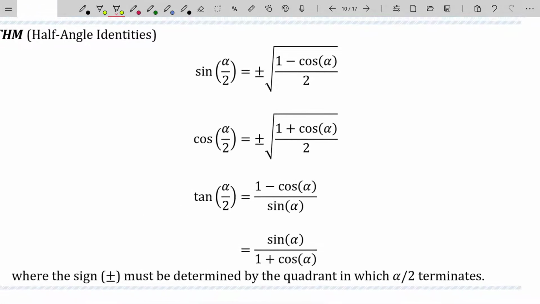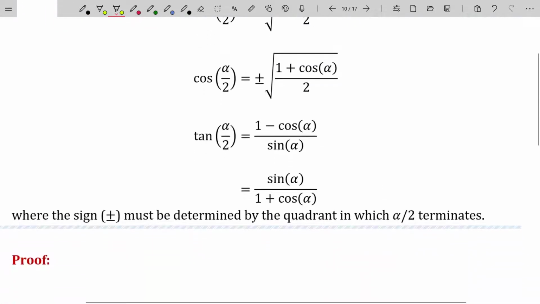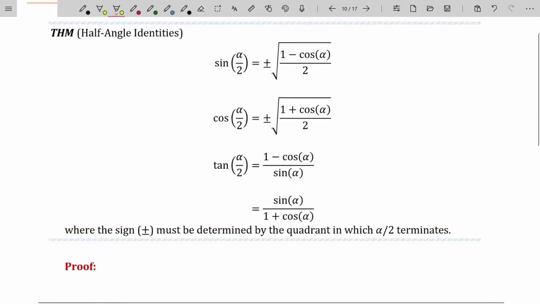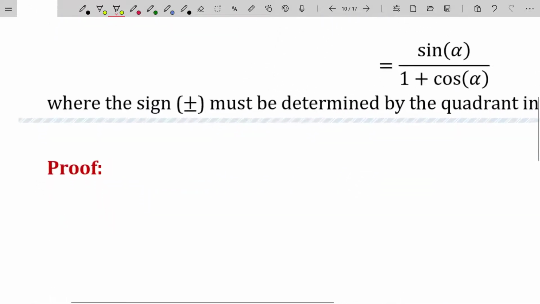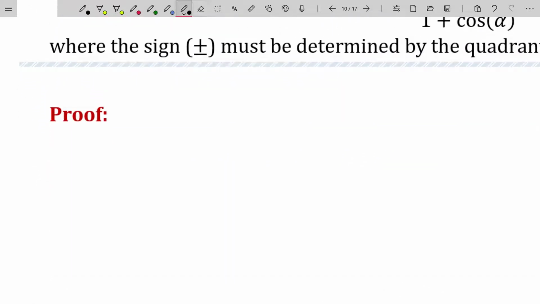The plus or minus sign, we'll talk more about that in a moment, but part of the theorem just says that the plus or minus sign that's in front of the radical is determined by which quadrant your half angle terminates in. So let's go ahead and start with the proof, and then I'll go back through and talk about that plus or minus square root.